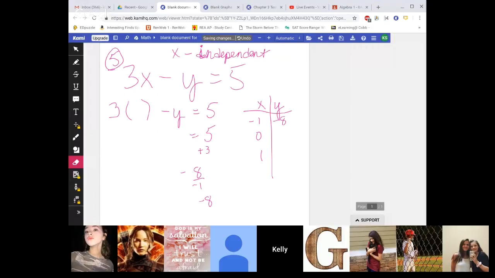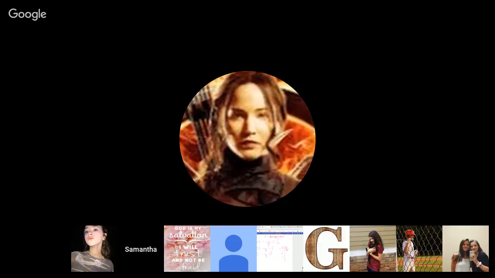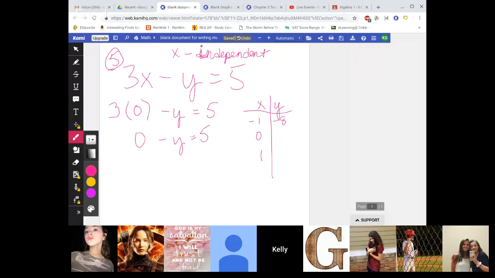An x and y table is just basically a chart of values. For the test, should we just pick one way to solve it? I would, unless otherwise instructed.